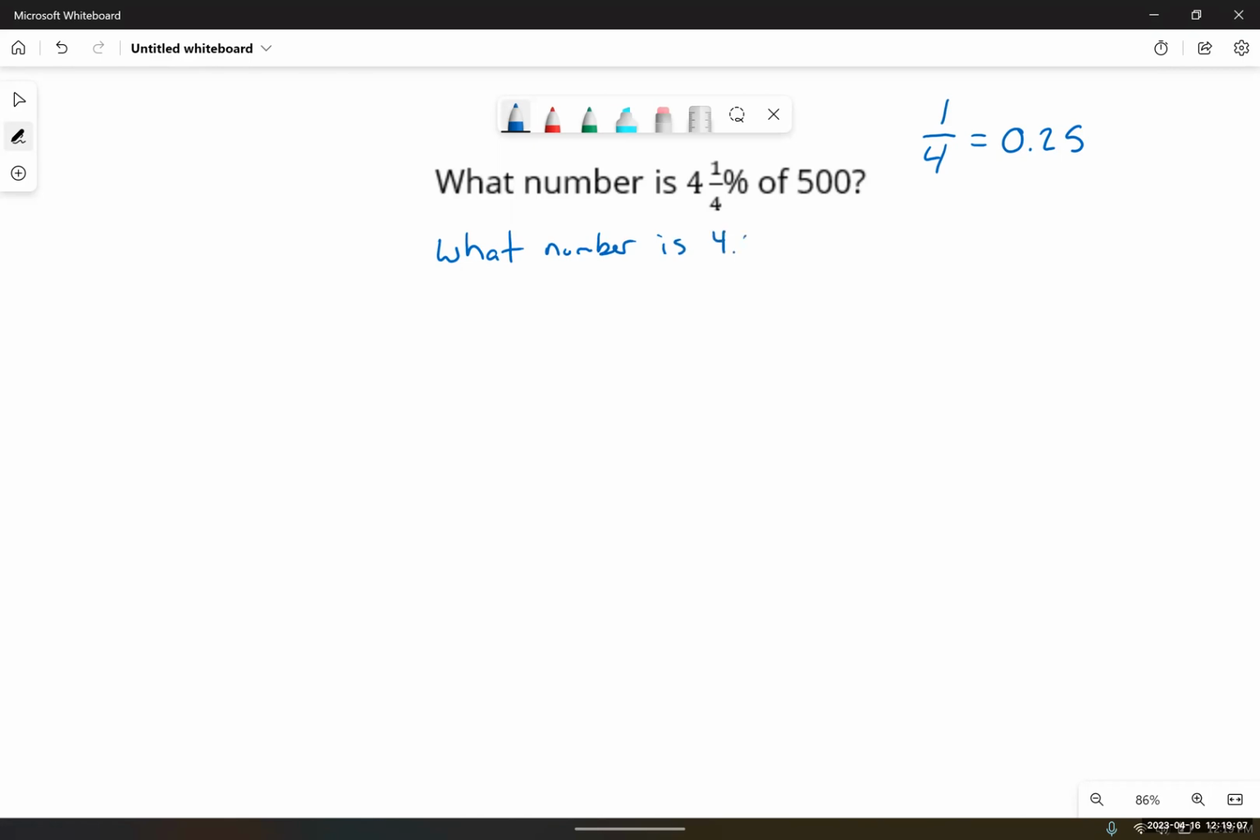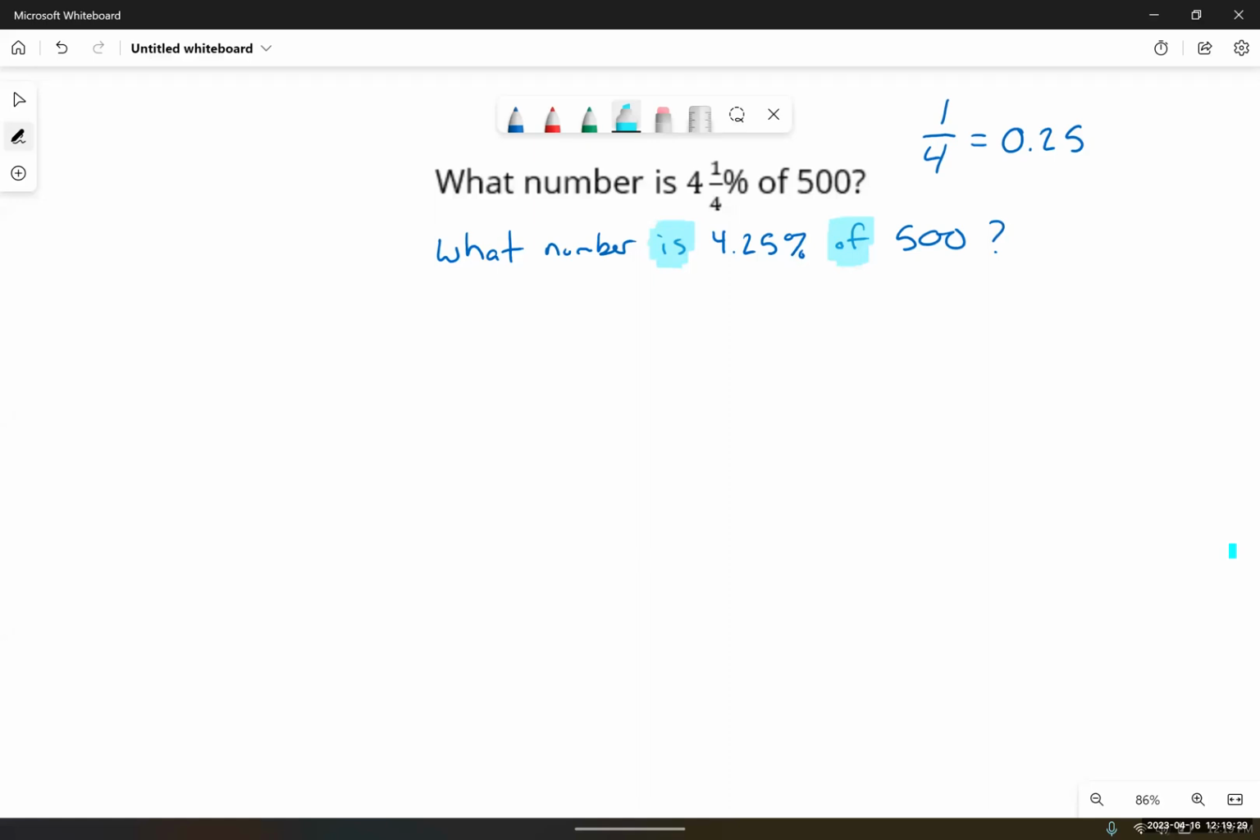is 4.25% of 500. So this is saying the same thing. I'm going to start with these keywords, is and of. And we have to translate this into an equation.